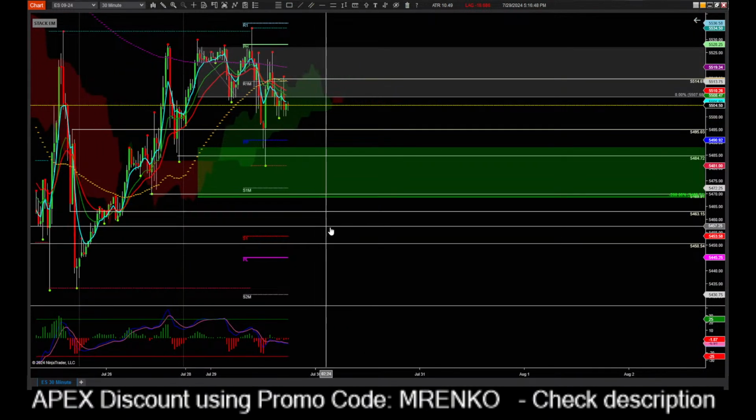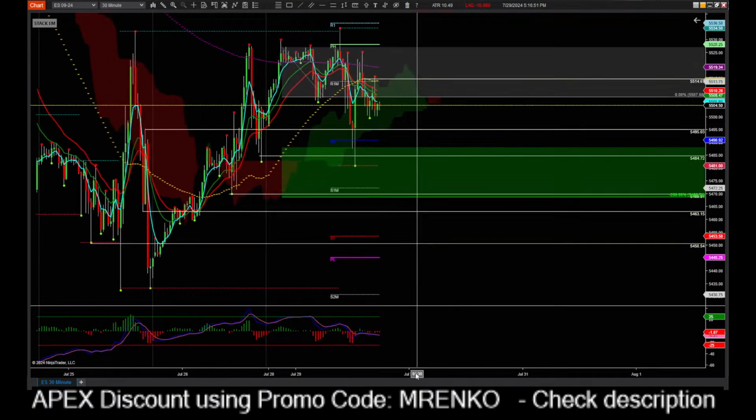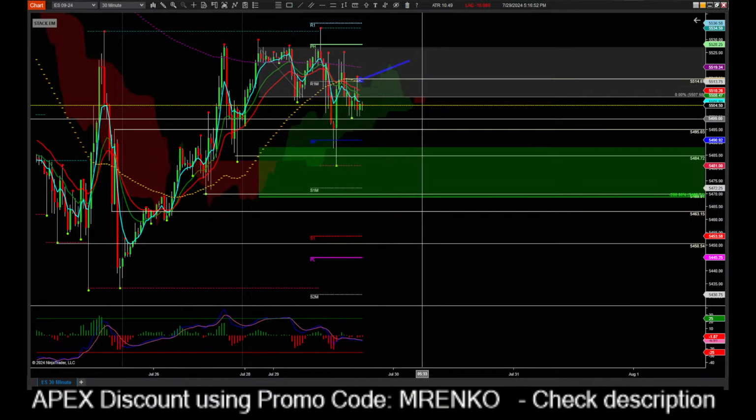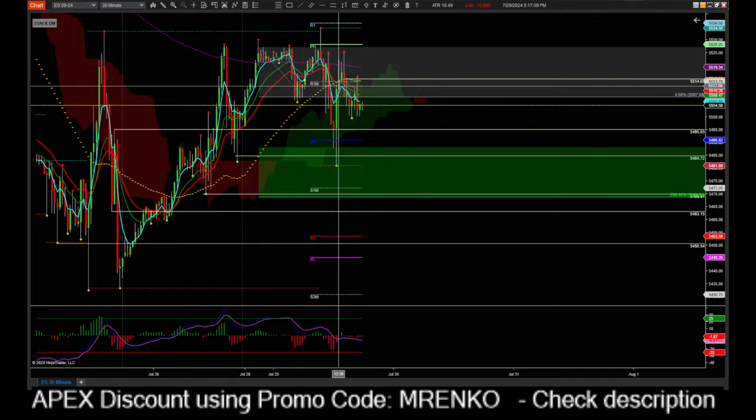Now, if I expand this one a little bit, I took the entry right there at the 50 SMA. That yellow line there is the 50 SMA, which at that point is the same value as the R1M. So because of all of these moving averages, I thought there was going to be a rejection to the short side. Okay, so hopefully that makes sense.